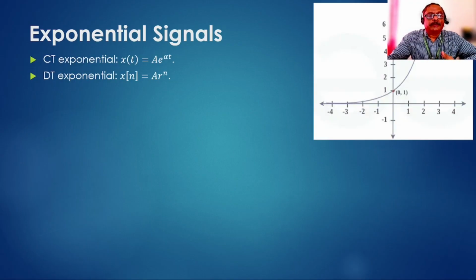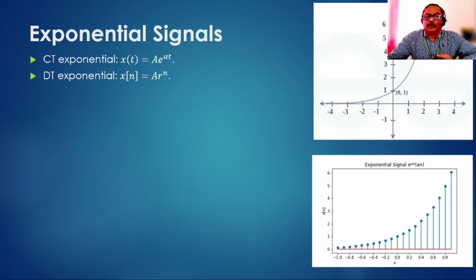The discrete time version is x of n, where n is the different instances in time we are talking about. So that talks about a times r to the power n, where n is an instant and r can be a real quantity or a complex quantity. A real quantity can be positive or negative, but when it is complex, then there will be complex conjugates, and so on. So that's how the discrete version of exponential would look.